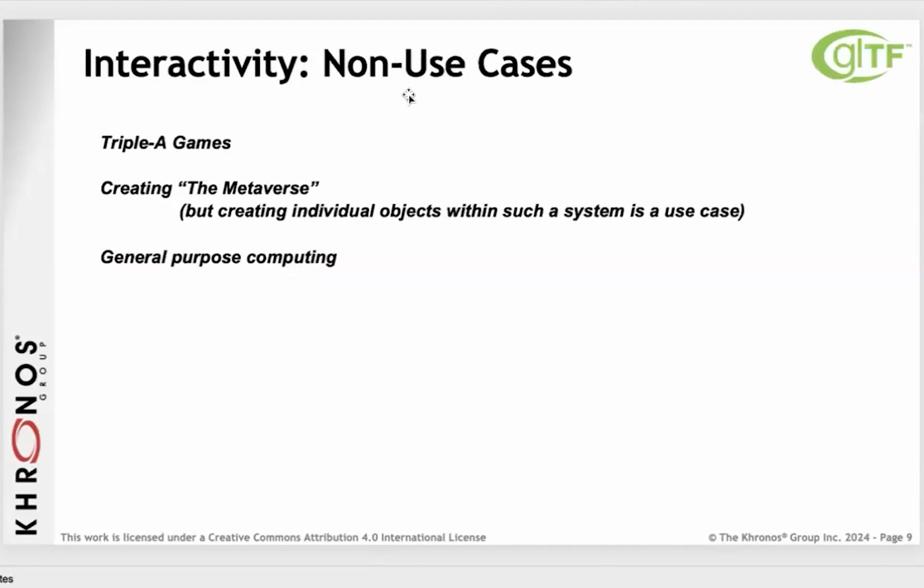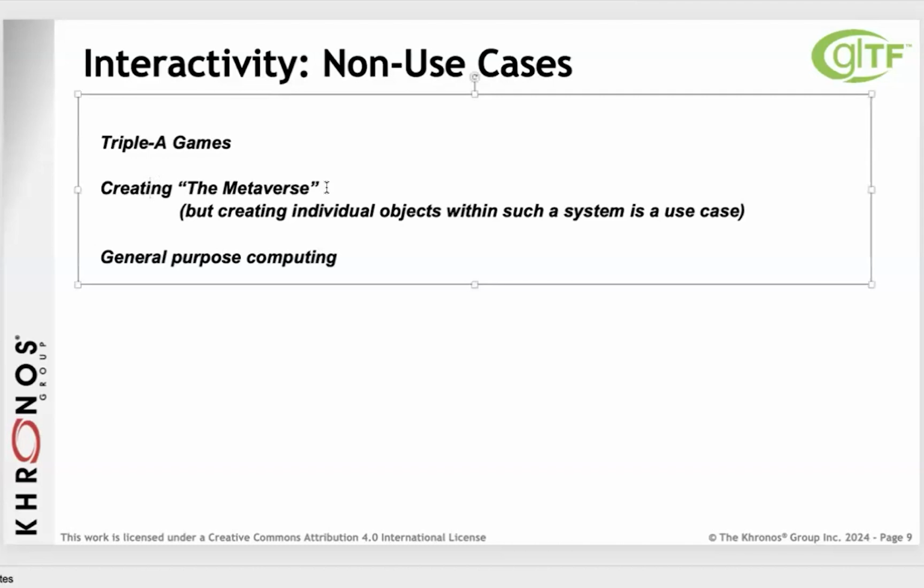And that creates some non-use cases. We specifically are not trying to make this a system to author your next AAA game. AAA games will absolutely need dynamic allocation of memory. There's no way they're going to be producing this capability. Similarly, you could not create the metaverse, something where you're loading in content, because you can't load content. But you could create objects that could go into such an environment.